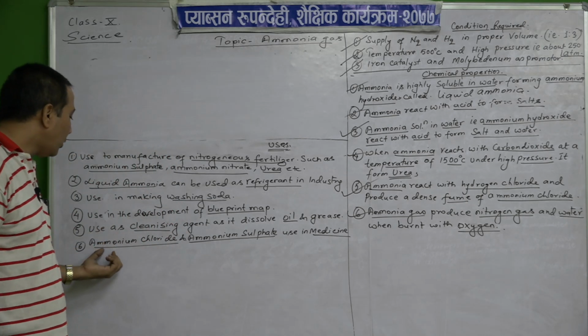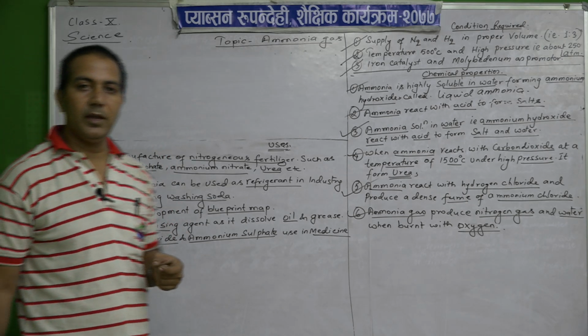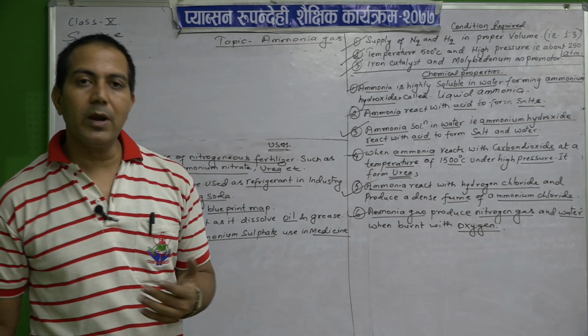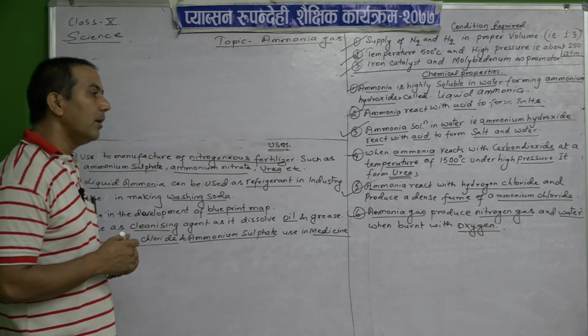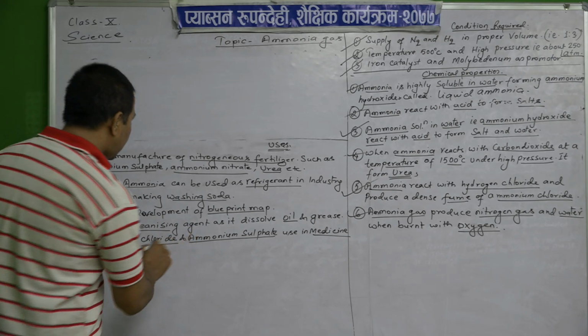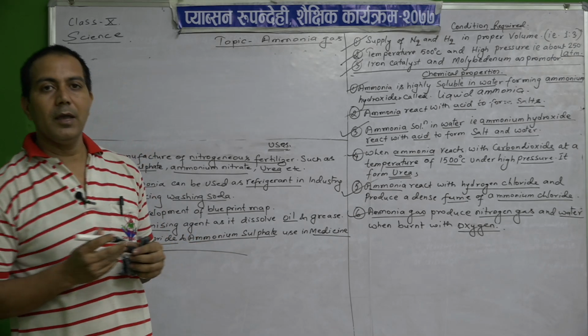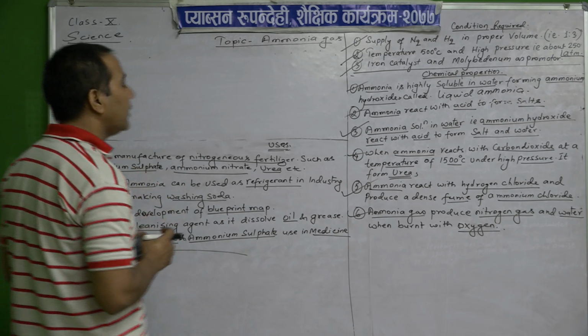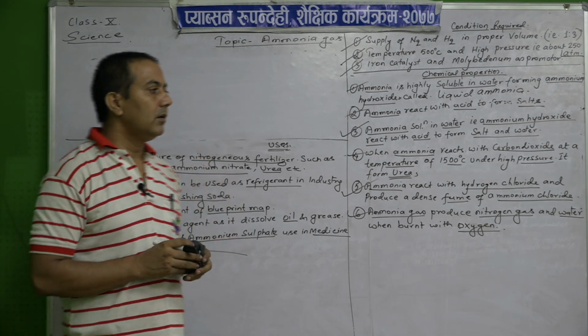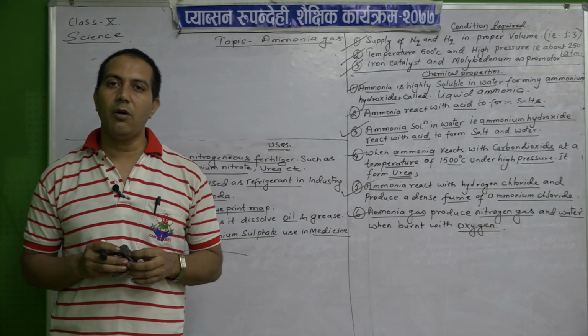And the next one, ammonium chloride and ammonium sulfate. Ammonium chloride and ammonium sulfate are especially used in making medicines. So these are some of the topics regarding ammonia gas, and we complete this topic here.